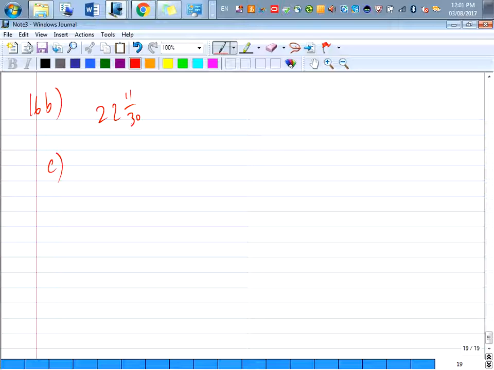Draw the dotted line. Yeah, you take it away first. 22 and 11 over 30, because you have an exact value. You mean this is rounded off? Yes? Okay, I'll talk about this. Go back. Okay, next one, part C.